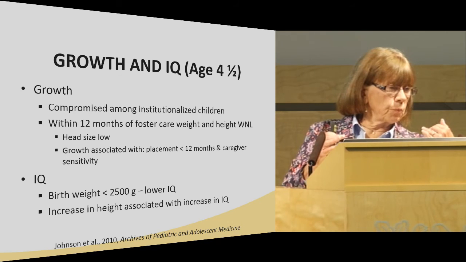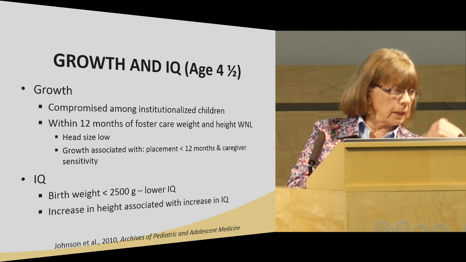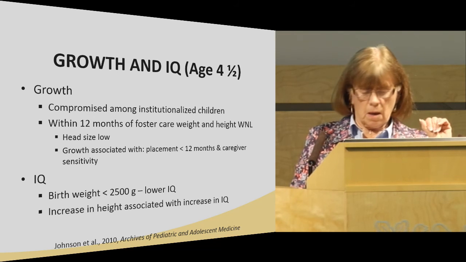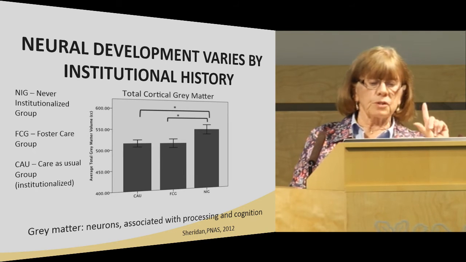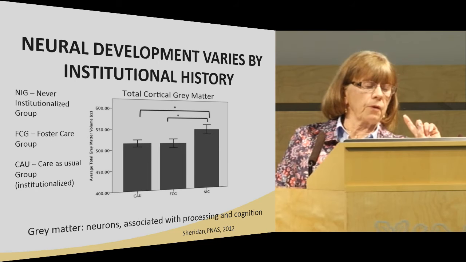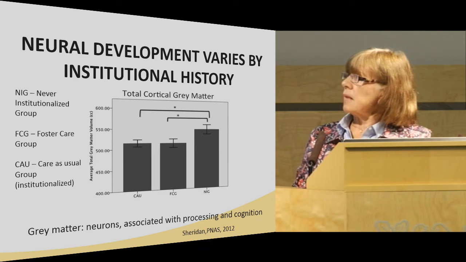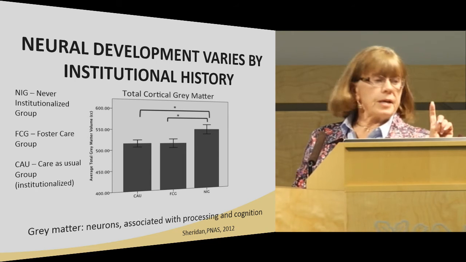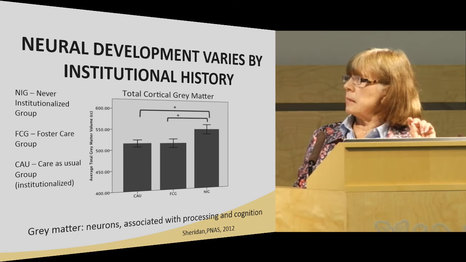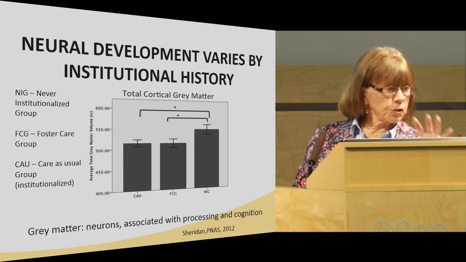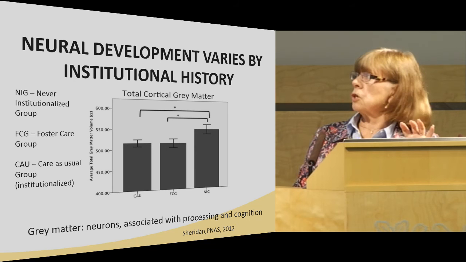So it shows some nutritional relations with it early in life as well as subsequently. If we look at their neural development, this varies by their institutional history, and the way that you read this is the group that's labeled NIG, that stands for never institutionalized, so that's the comparison group. And this FCG means they went to foster care, and then this CAU, they stayed institutionalized.